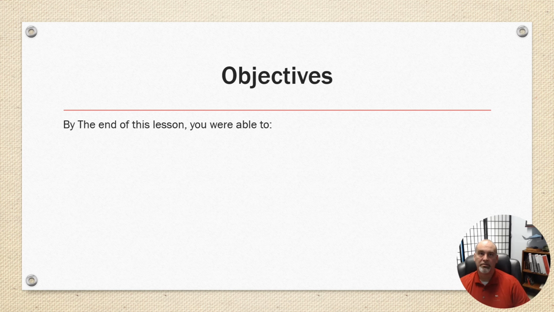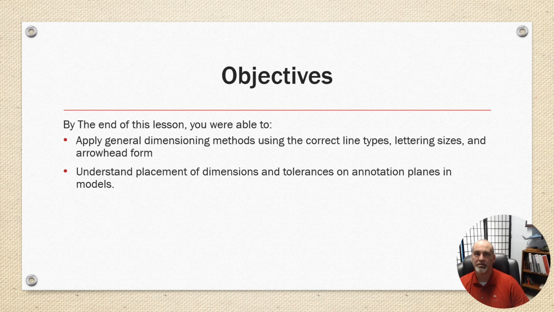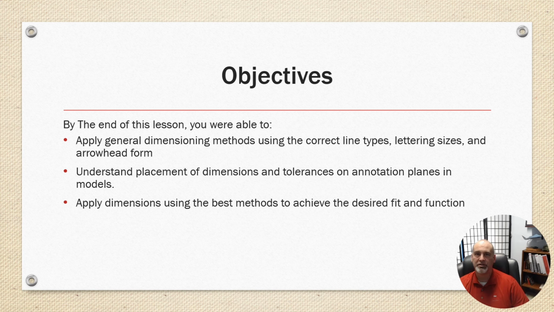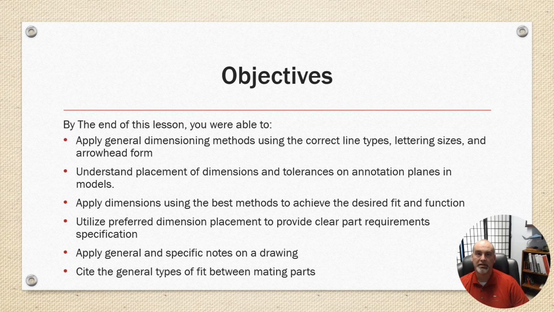The objectives to review: by the end of this lesson, you were able to apply general dimensioning methods using the correct line types, sizes, and arrowhead form, understand the placement of dimensions and tolerances on the annotation planes of a model, apply dimensions using the best methods to achieve the desired fit and function, utilize preferred dimension placement to provide clear part requirements specifications, and apply general and specific notes on a drawing. And lastly, cite the general types of fit between mating parts.